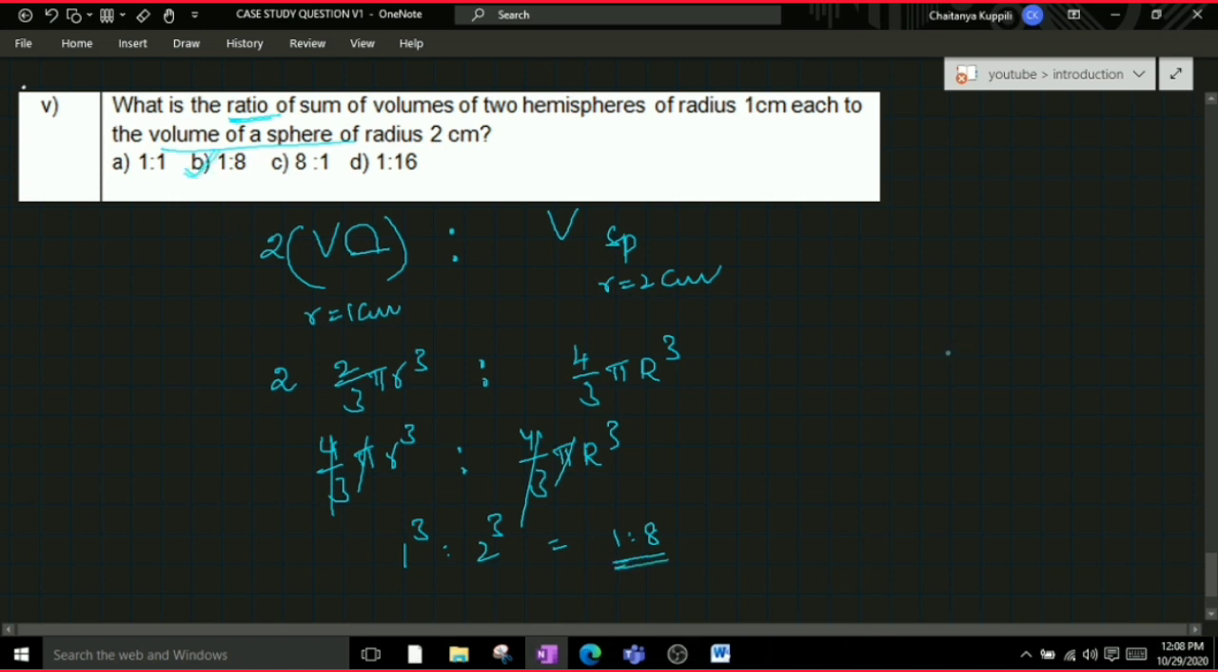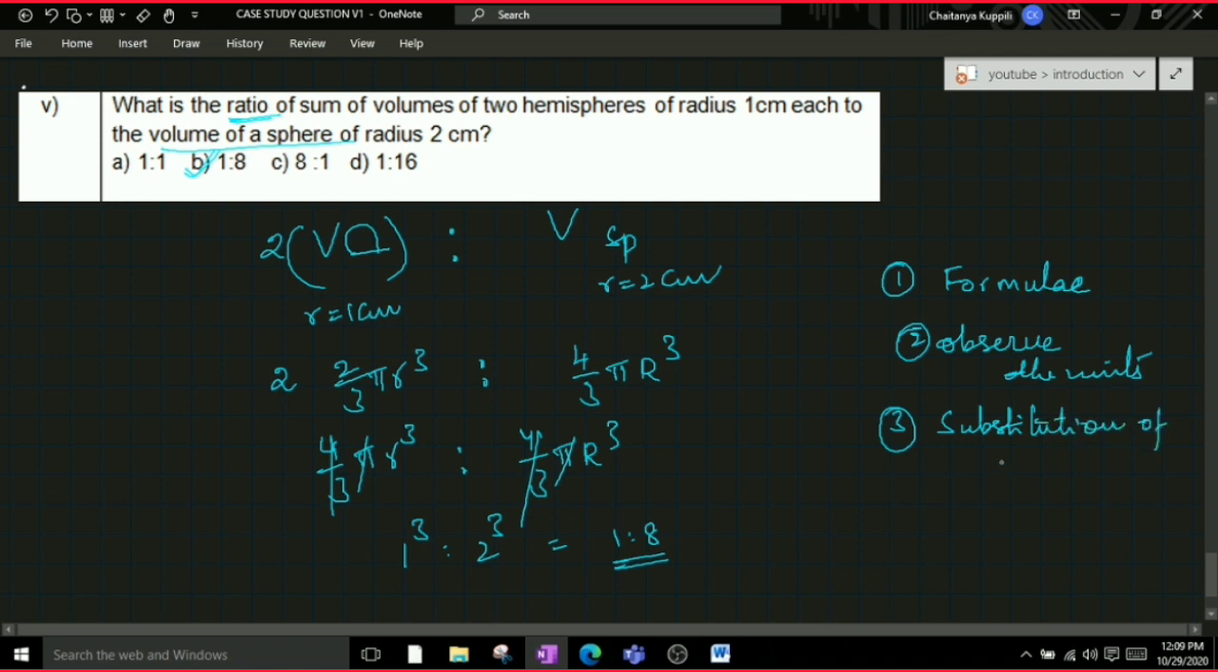So briefly, some instructions to answer this one. In mensuration, that is surface areas and volumes, first you should be thorough with the formulae, and you have to observe the units given. Next is calculations. Substitution of the correct values is also very important. Calculations are very, very important over here.